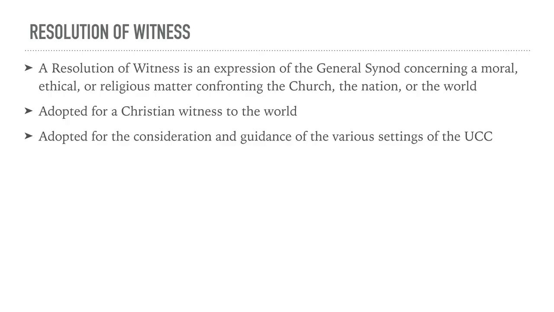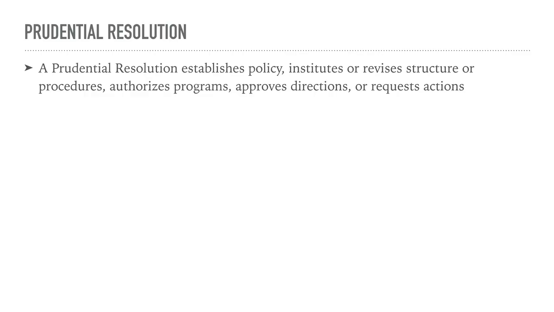And resolutions of witness, when they are passed, they're passed by a 2/3 majority of the General Synod. So resolutions of witness are speaking to folks outside the church. They may be speaking to the church itself, but also outside. And then there are prudential resolutions that are more, we're speaking to ourselves as the United Church of Christ. So they may be policy statements or guidelines. And those are prudential resolutions that require only a simple majority to pass.